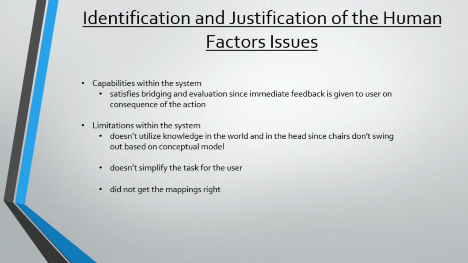The chairs in the middle of each row swing out in different directions, causing unnecessary physical and cognitive effort. Also, the current system doesn't simplify a task for the user. There is unnecessary cognitive and physical effort required to pull out a chair, since there is no indication of the way the chair swings out. Lastly, the current design did not get the mappings right. The current design does not match the conceptual model as stated before. All of these limitations suggest a much-needed method or intervention to address the current problems within the system.